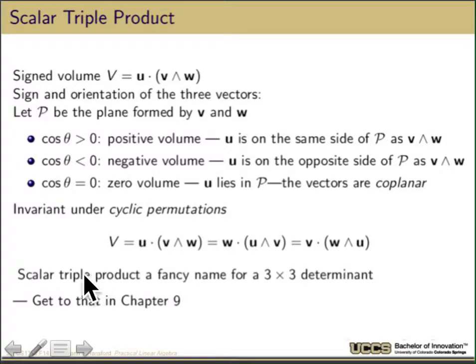This idea of a scalar triple product is really just a fancy name for the 3×3 determinant. We already saw when we went to compute the cross product how it's related to the determinant. We'll get into that in the next chapter and see it in a little bit more detail. So volume will also be from our 3×3 determinant.